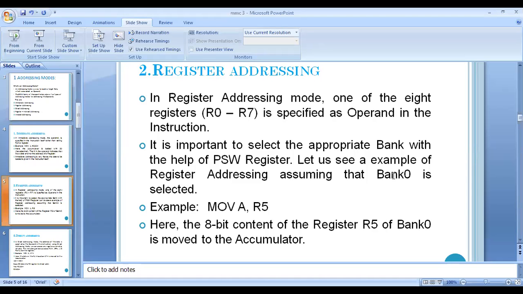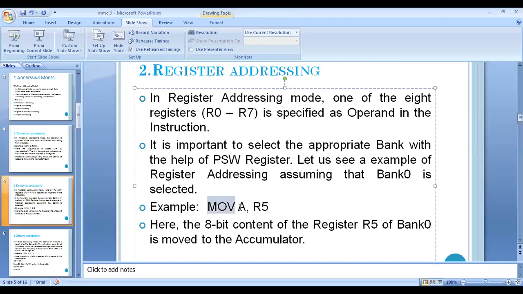If we want to perform multiplication and division, then for that you have an additional register called the B register. So first of all you have to store the data into the register, and then just mention the name of that register in the instruction. Now see here, MOV A, R5, what does it mean? Whatever the value of R5 is, it is going to be copied into the A register.